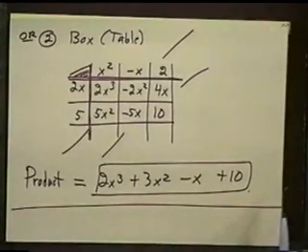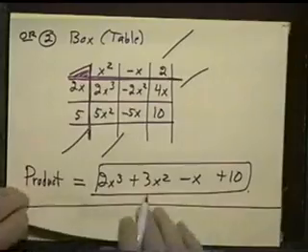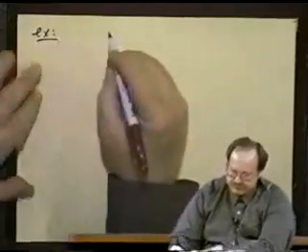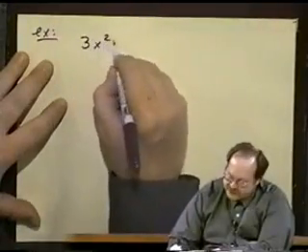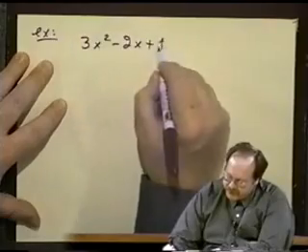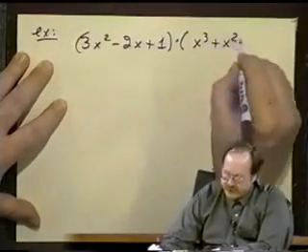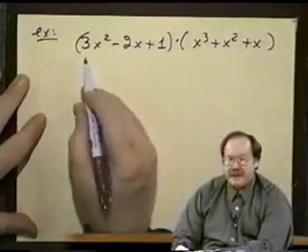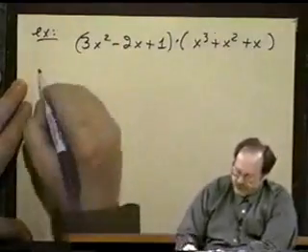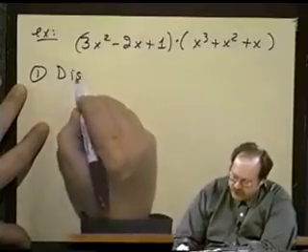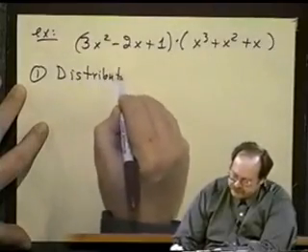Okay. Let me do another one, so we can illustrate both of those techniques yet again. Example. We'll take 3x squared minus 2x plus 1 times x cubed plus x squared plus x. So this time I'm taking 3 of each. Okay, here's my first method called distributing.